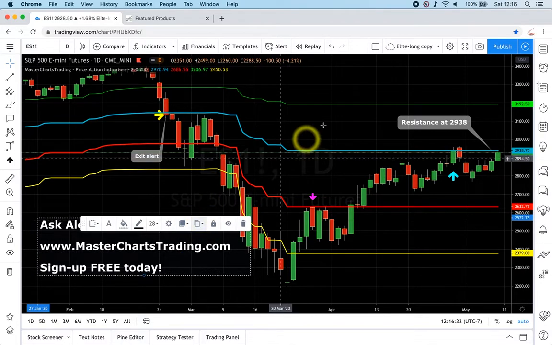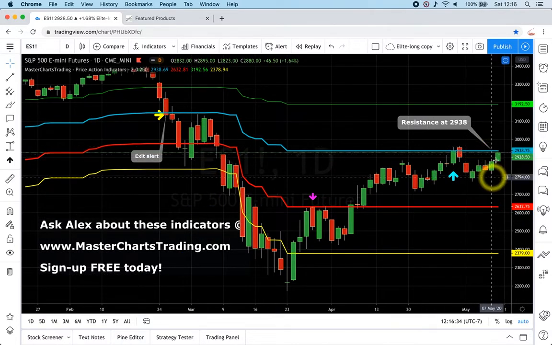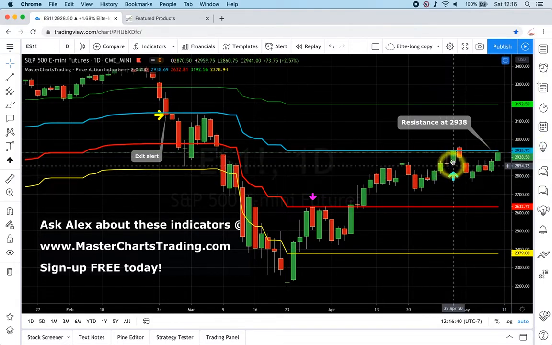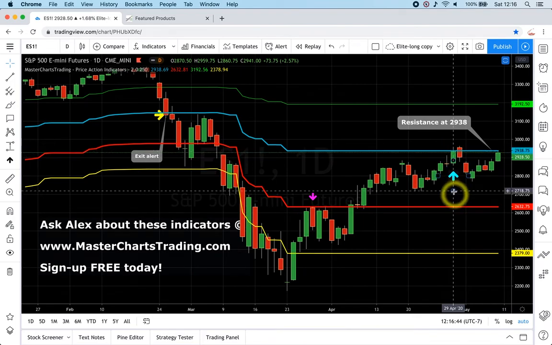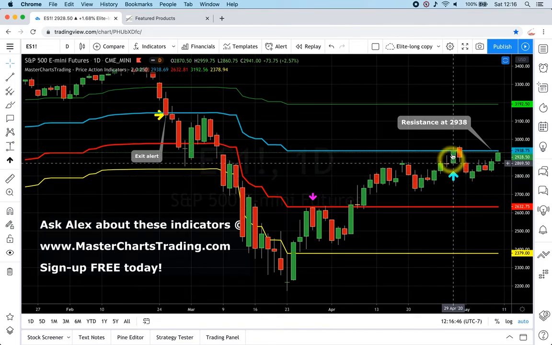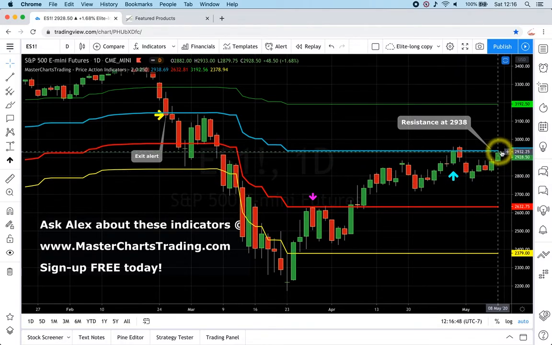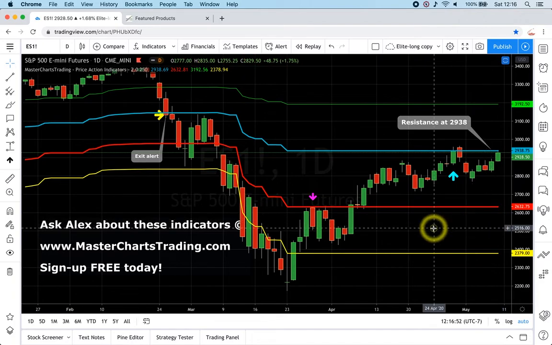So here we go. Resistance, it's obviously on the chart at 2938.75. It looks like it already has been overcome here on the 29th of April, and that's why I have this up arrow here. But I think it's coming up again. We could actually gap up on Monday here. It's possible.